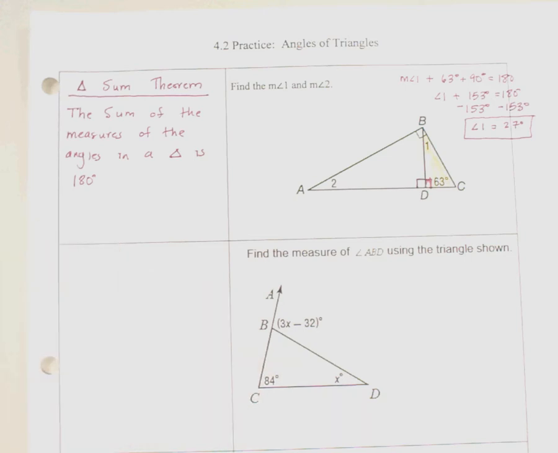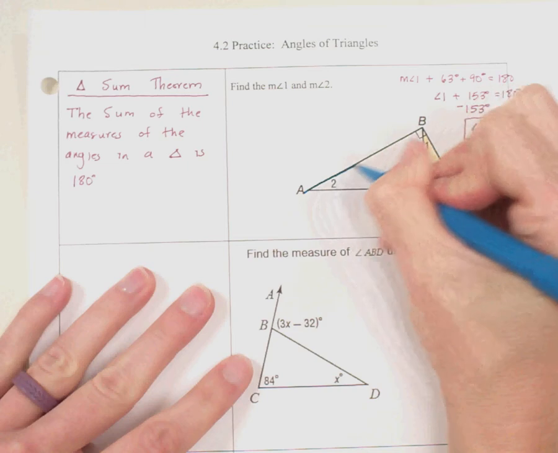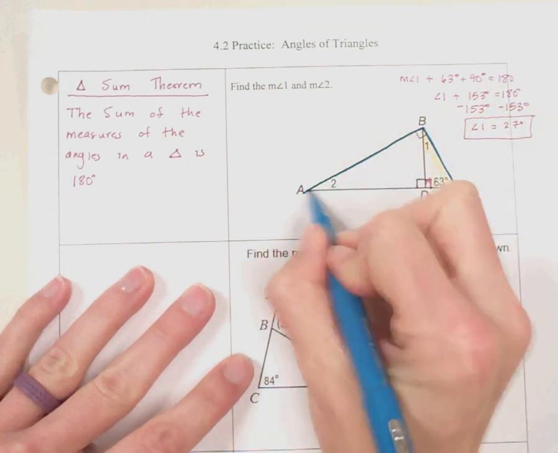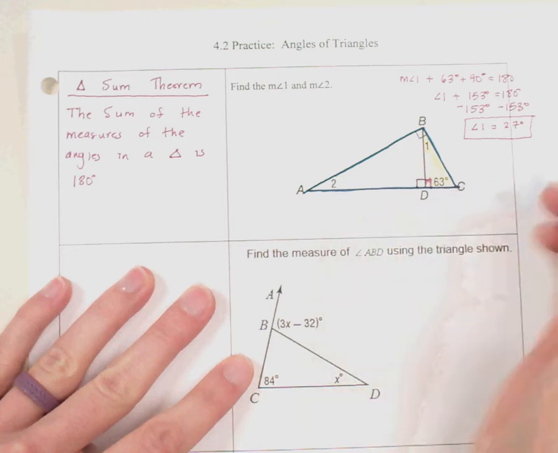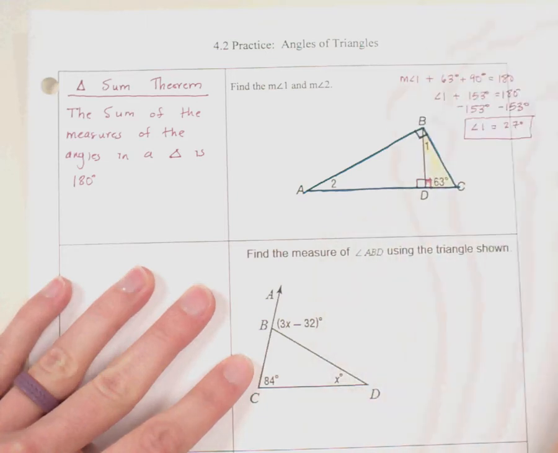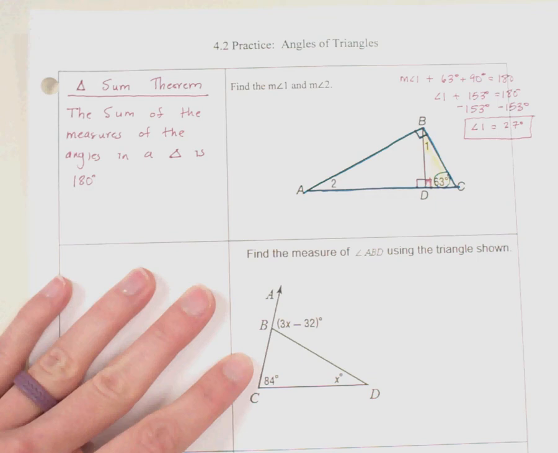Next I need to find the measure of angle 2. This time I'm going to use the largest triangle, triangle ABC. In triangle ABC, I know that angle B is a right angle, so that's 90 degrees. And I know that angle C is 63 degrees. And angle A is angle 2, what I'm trying to find.